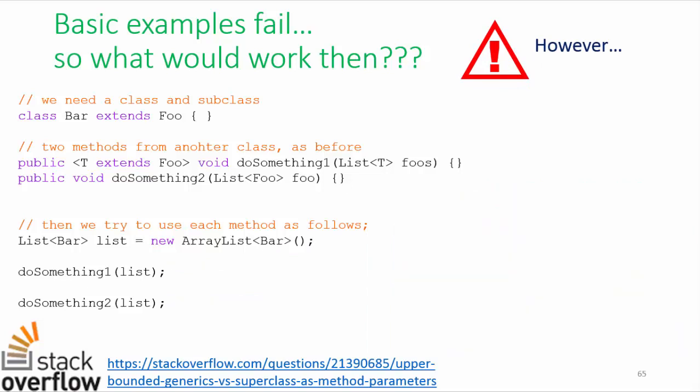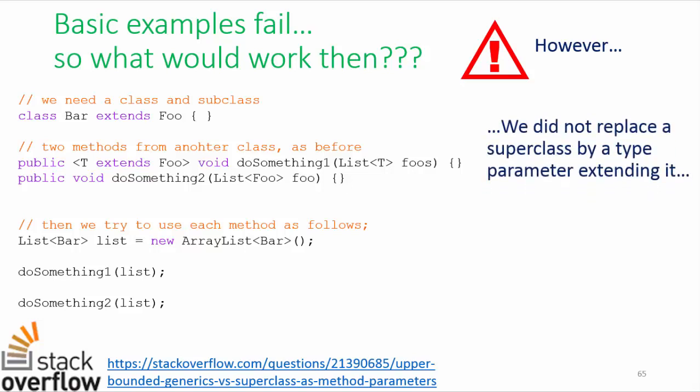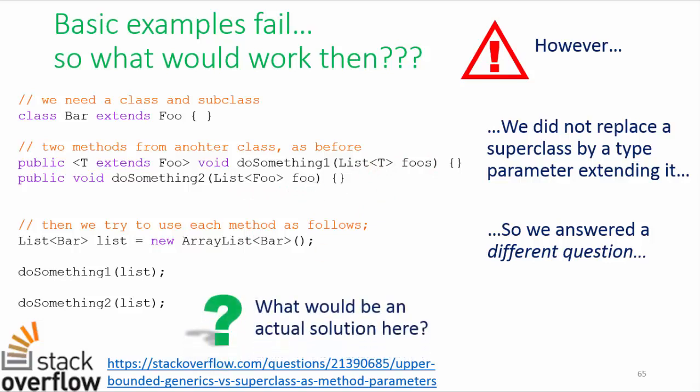The issue with this example is that it's asking a totally different question. When we implemented doSomething1 and doSomething2, we didn't actually replace a superclass, which was in our version 2 of the method, using polymorphism, by a type parameter that is extending that superclass. We didn't exactly do that here, okay? That's why I'm saying we are answering a different question. What we substituted is that the parameter is a list of Bar, and we're trying to shove it into a list of Foo, which obviously doesn't work. So what would be the solution here?